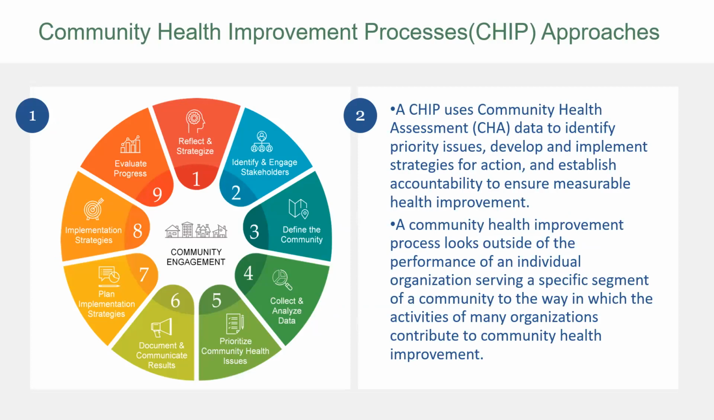The CHIP process really includes two key components. And for us, we're using the acronym CHIP to include the entire process. So community health improvement process, which includes one, a community health assessment, and two, really implementation of that process. So a CHIP really uses a community health assessment to identify priority issues. And this is developing and implementing strategies for action and establishing accountability to ensure measurable health improvement. And if you look to the left, you really see how we move along this process.